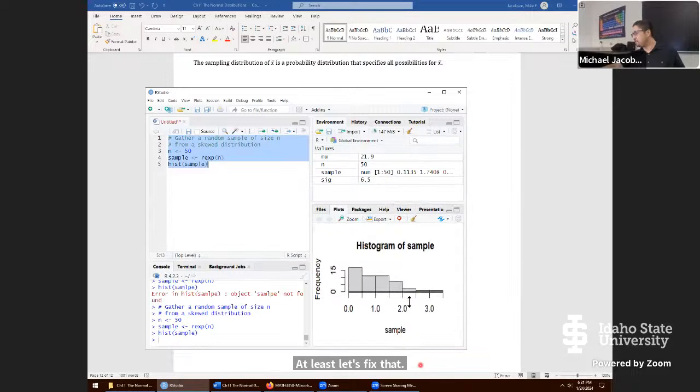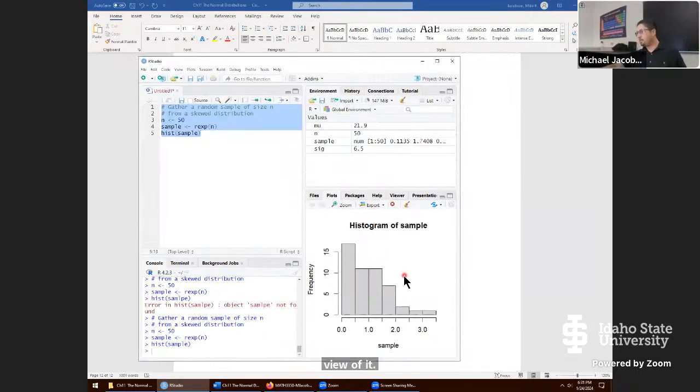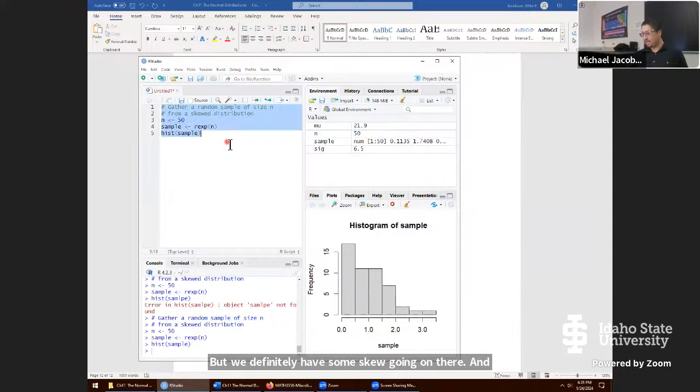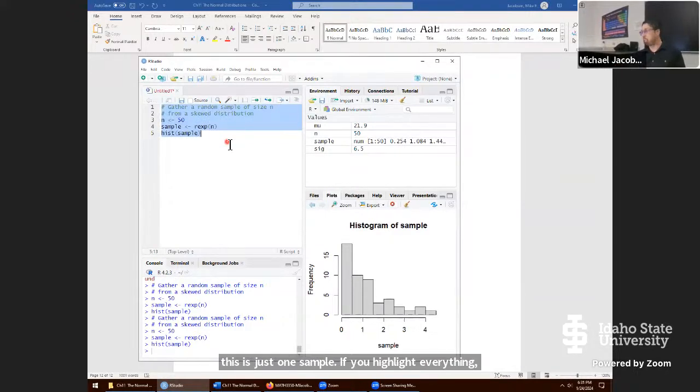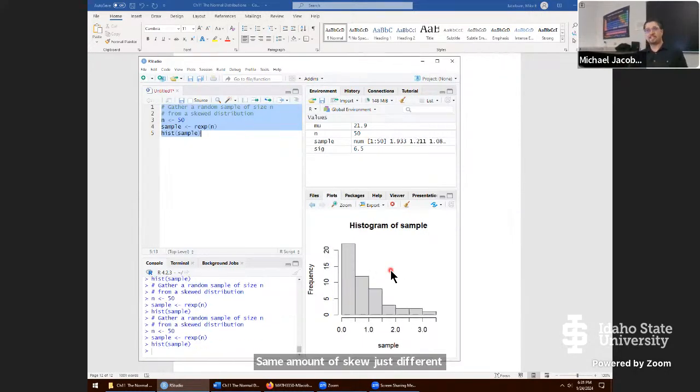That's not the best view of it. Let's fix this just a little bit better. But we definitely have some skew going on there. And this is just one sample. If you highlight everything, Control A, Control Enter, here's a next sample, and same amount of skew, just different arrangement of the individuals. You can run that as much as you like just to see what can happen with this.